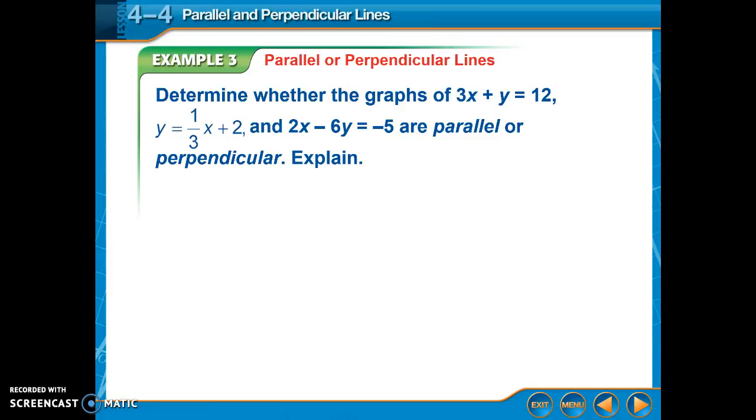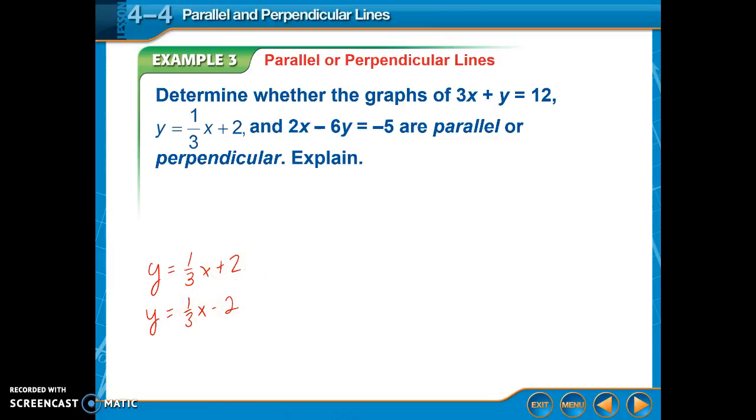So when we talk about their equations, parallel lines would look something like this: y equals 1/3 x plus 2 and y equals 1/3 x minus 2. Notice you see that your slopes are the same but your y-intercepts are different.